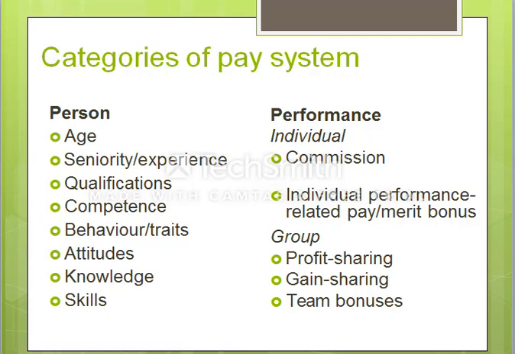So in this chapter, we are going to learn how a person gets salary with the help of various components. Now, the categories of pay system. Here, the salary a person gets depends upon various factors such as age, seniority, experience, qualification, competence, behavior, attitude, knowledge, skills.